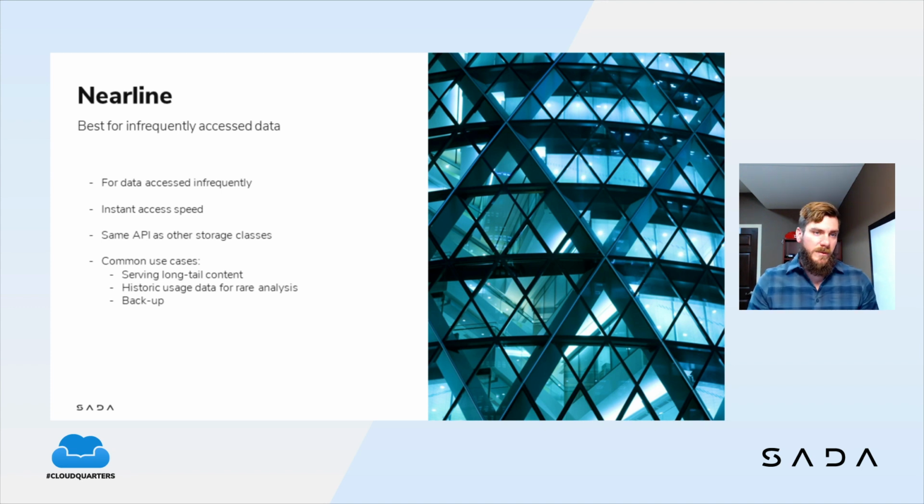Now moving into the different storage classes, right? So first of the less frequently accessed storage classes here is the nearline. So this is best for infrequently accessed data. Again, same storage API across the board, across all different storage classes. Again, this is going to be used for serving your long tail data, right? Stuff that you may access once a month, things like backup, or you need to have this for historical recall purposes.